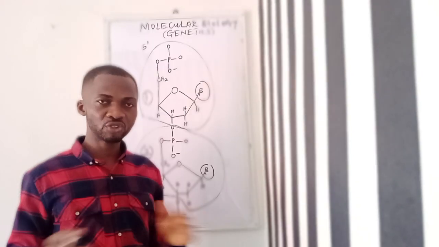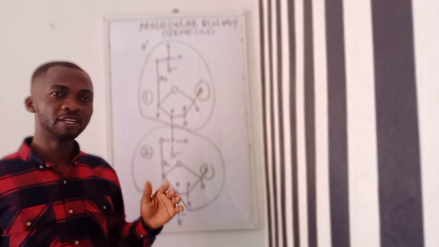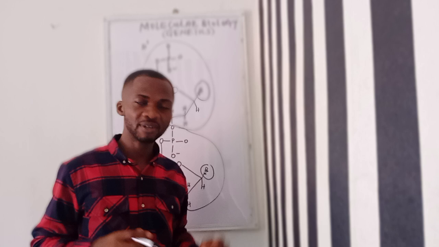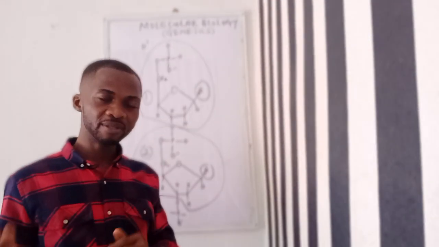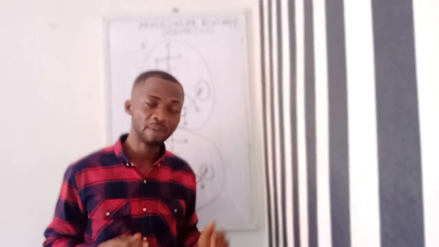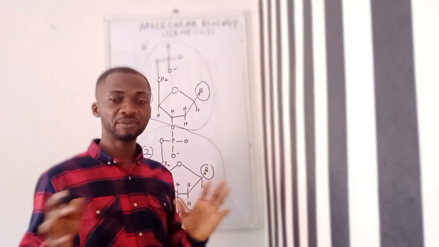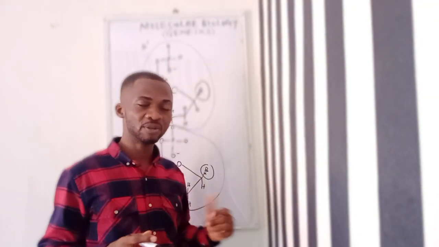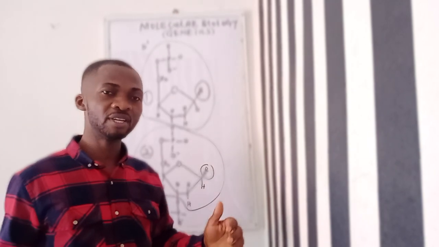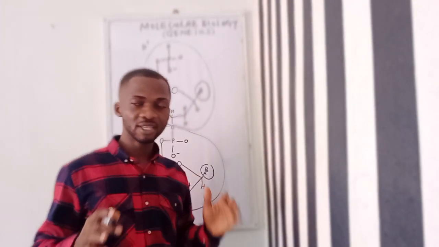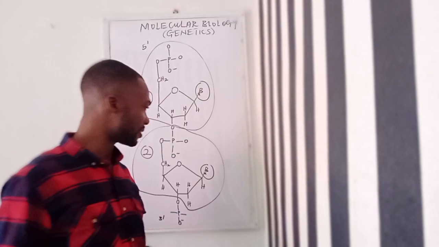And don't forget that, depending on the structure you're drawing, the bases found in DNA are a bit different from those found in RNA. The only difference is that in DNA you see thymine, and in RNA you see uracil. That is just a basic difference between their bases.